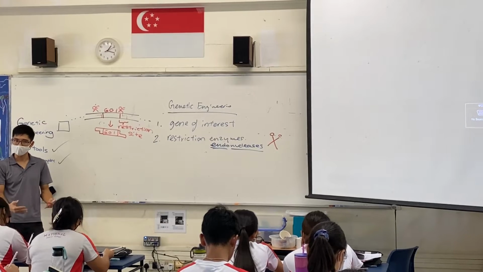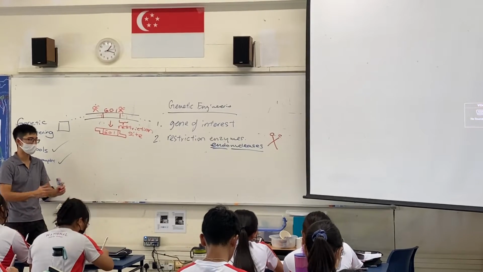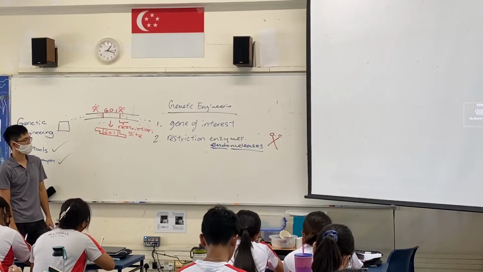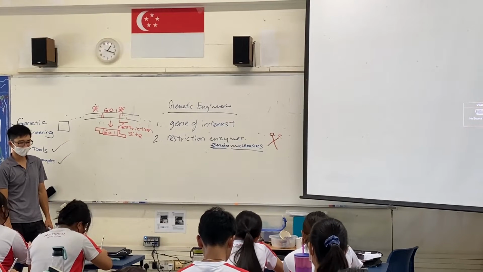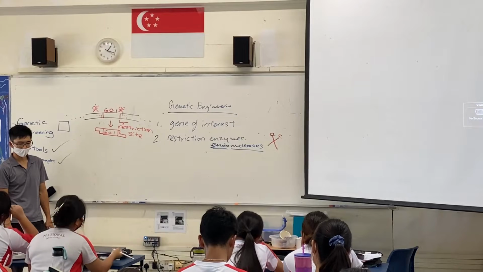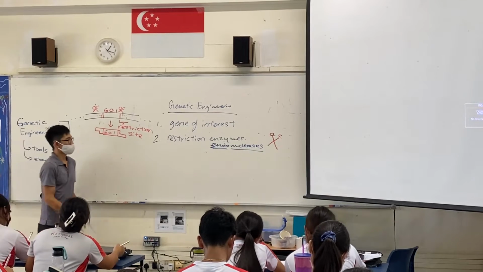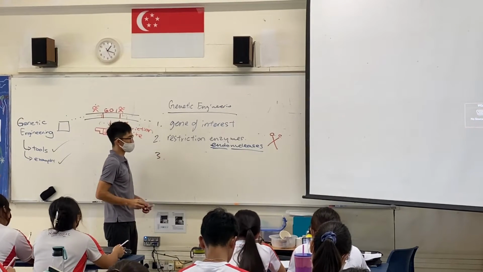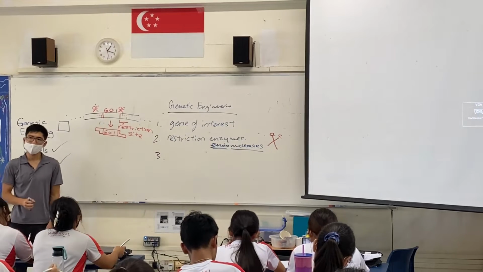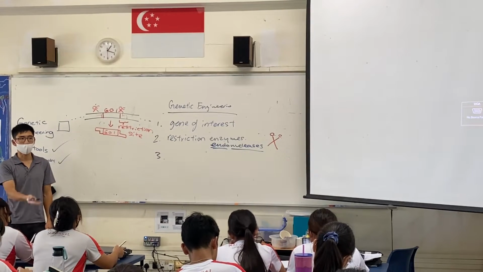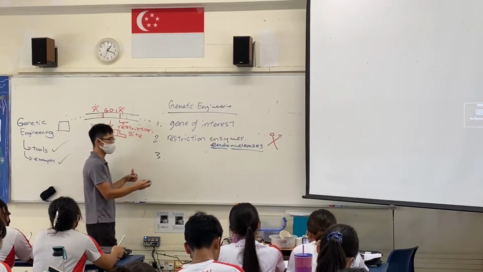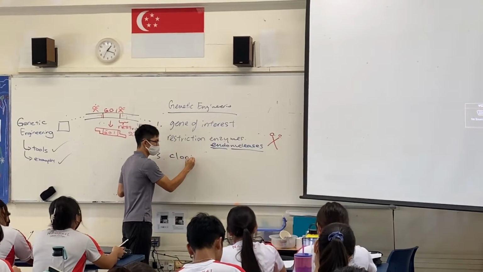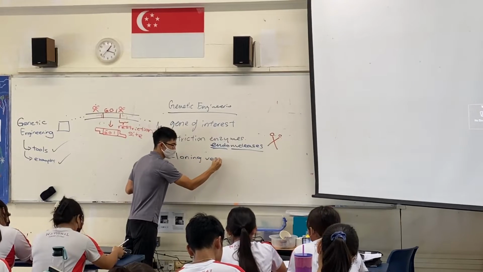So we solve one issue. We can cut it out. This one thing. Next thing, we need to find a way to put it into another organism. We actually have a tool that we use called a cloning vector.